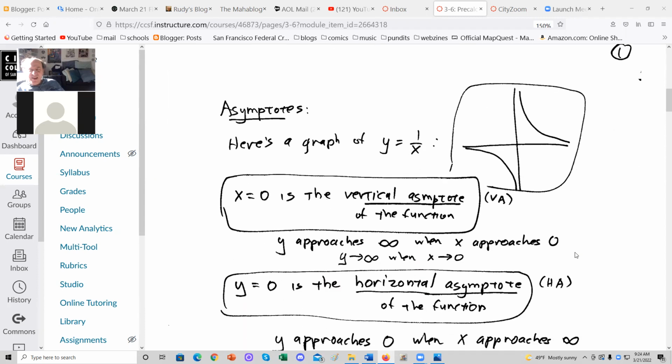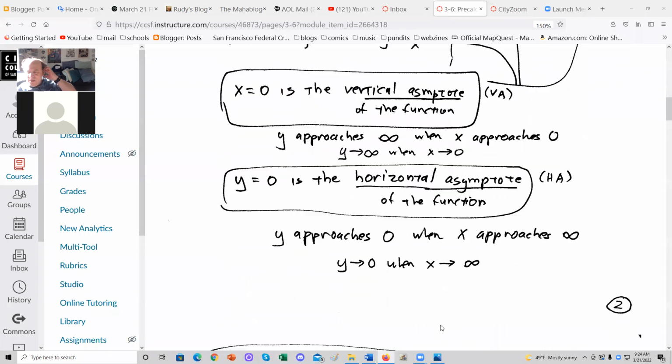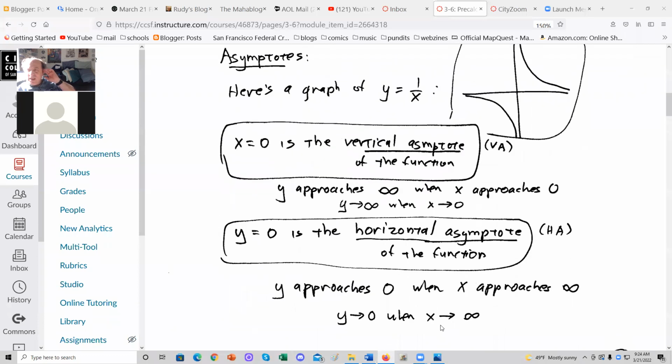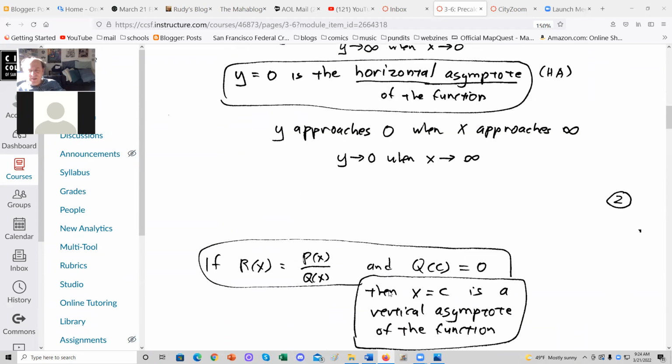It's sort of like when x is infinity or when y is infinity. So vertical asymptote is where x approaches infinity when y approaches infinity. Horizontal asymptote is when y approaches 0 when x approaches infinity. Well, actually, again, that's not strictly the case. That's the case in this case, but in other cases, it'll be y approaches some other finite limit.